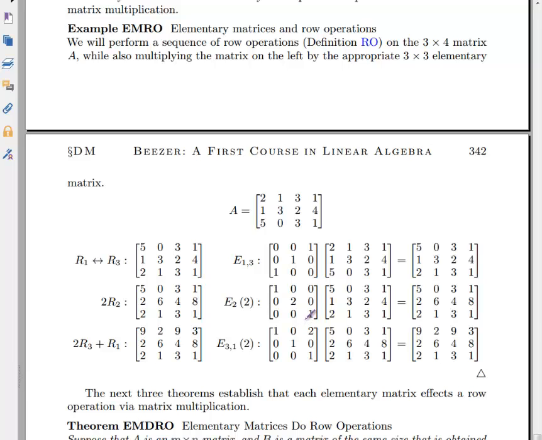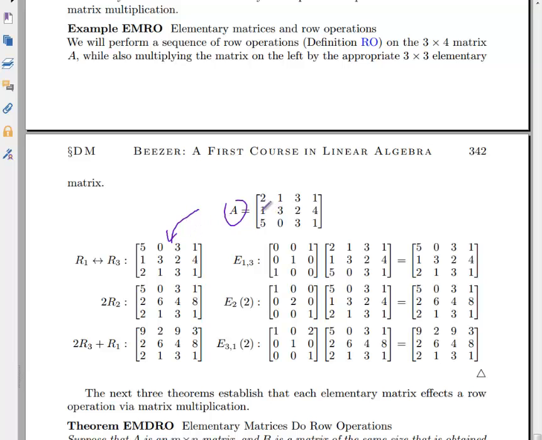Okay? So what's the big deal about these elementary matrices? Well, suppose we start out with some matrix A, and perform row operations on this matrix. For instance, suppose I want to switch row 1 and row 3. Okay? If I switch row 1 and row 3 of this matrix, I get this result.